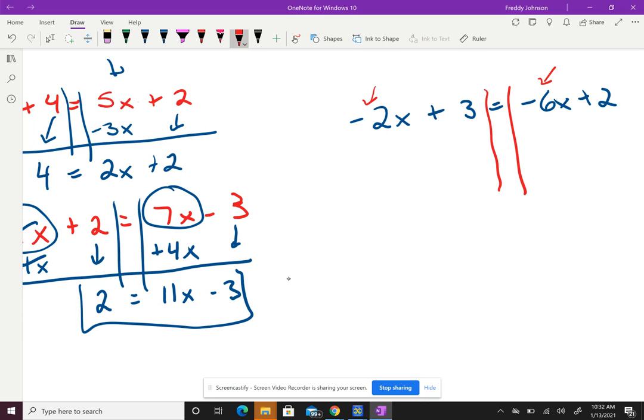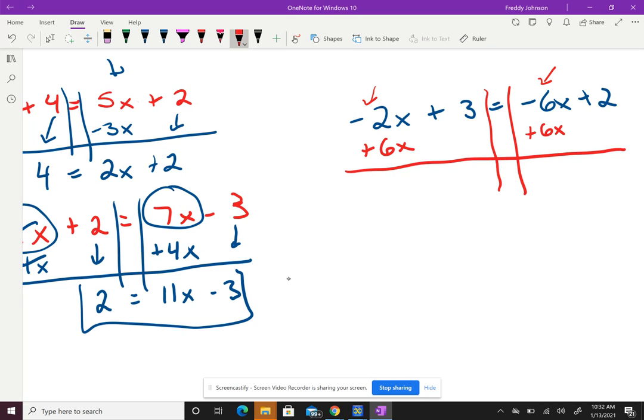So I'm going to move this negative 6x. I'm going to move it to the other side by adding 6x, by doing the opposite. This is a minus 6x, and the opposite of minusing is adding. I'm going to do the same thing over to this side, putting this one directly underneath.